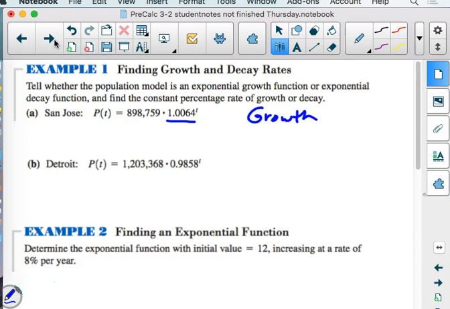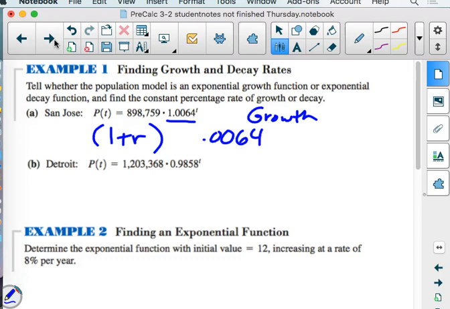And then find that constant percentage rate of growth or decay. So this comes from thinking backwards in that formula about, hey, it was 1 plus something. Well, that percentage rate that we need is the something. You know, what did they add to it? And it's pretty easy to just subtract the 1 off of this one and see that we have 0.0064.